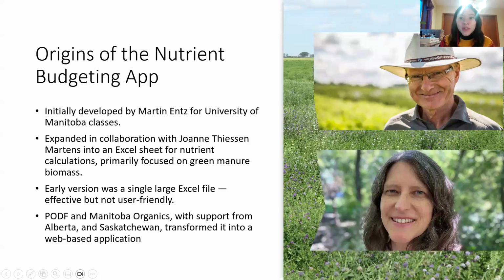The early version was a little cumbersome to use. A lot of farmers in Manitoba got to be the guinea pigs to test this Excel sheet, and the consensus was it works, it's great, but it is hard. So they reached out to POTIF, Prairie Organic Development Fund, and Manitoba Organics, and it was turned into a web-based platform. This was a collaboration between Alberta, Saskatchewan, and Manitoba, and the last period of funding has been done in Manitoba as well as the training, which is why I'm speaking to you today.